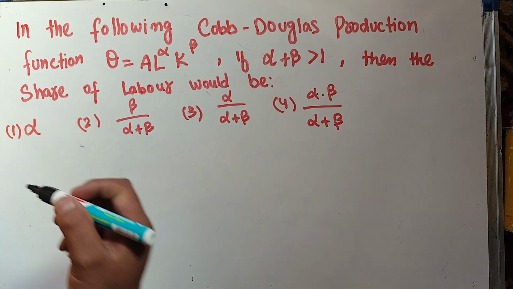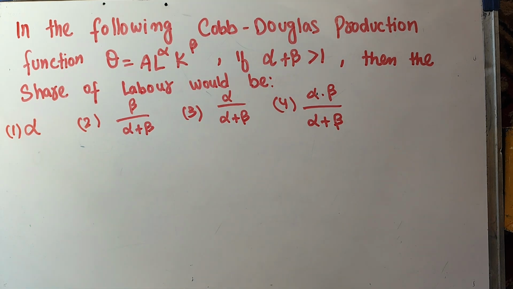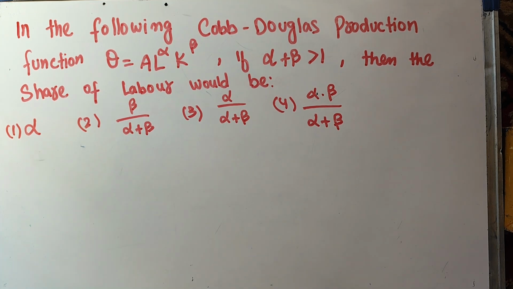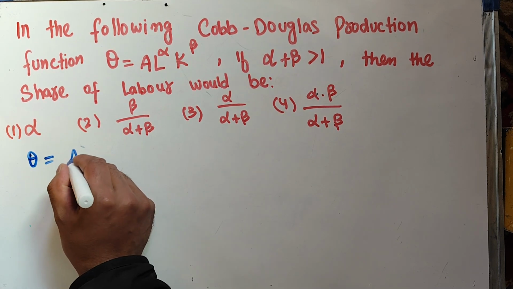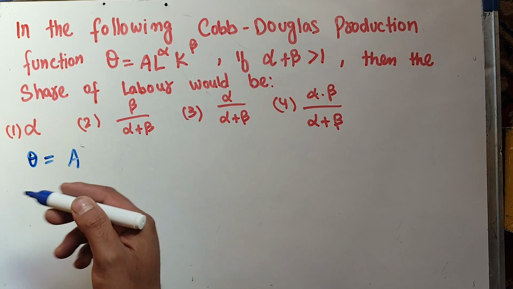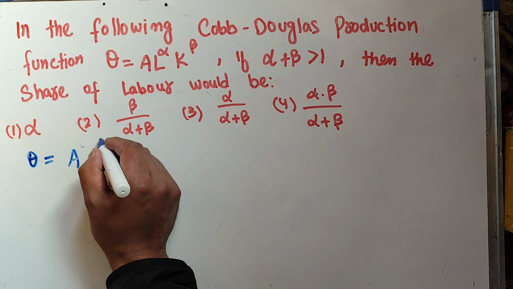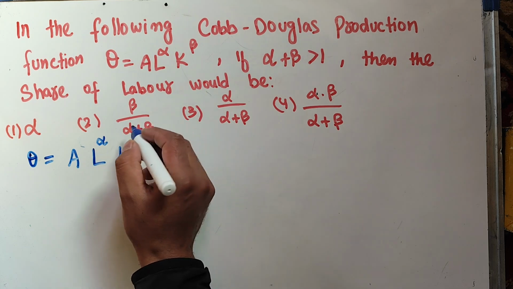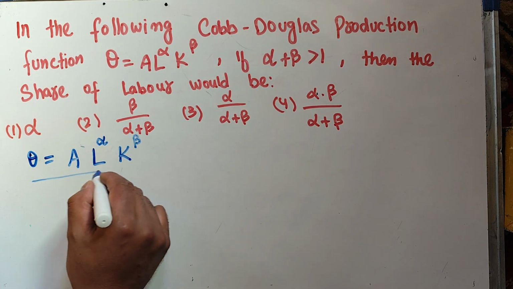Okay. So, what is our equation? That is output, and let me write it here. Q, that is our output, is equal to A, which denotes the state of technology or Solow residual or total factor productivity. L denotes the units of labor employed raised to the power alpha, times K, which denotes the units of capital employed raised to the power beta. Okay, this is our Cobb Douglas production function.